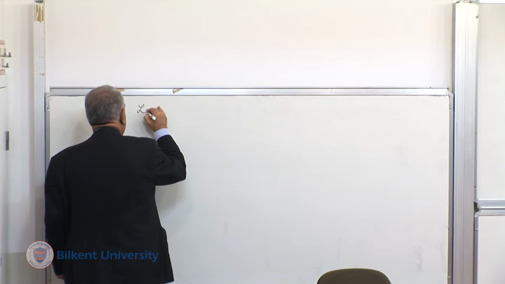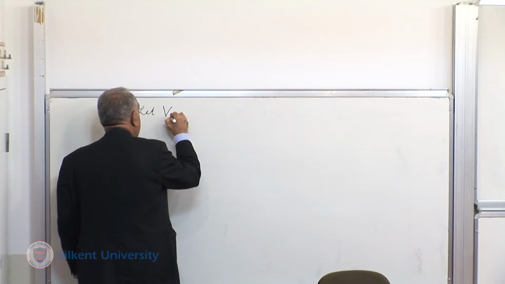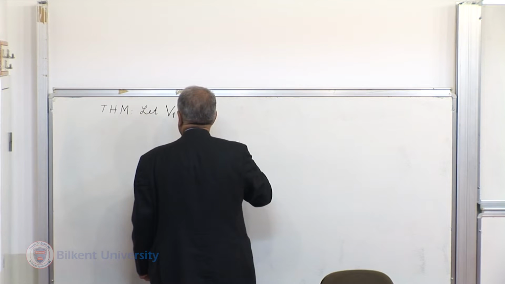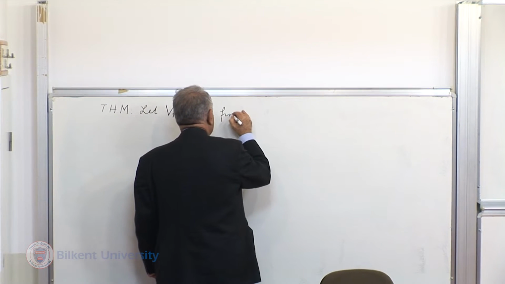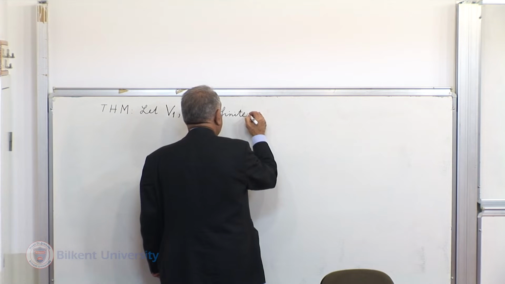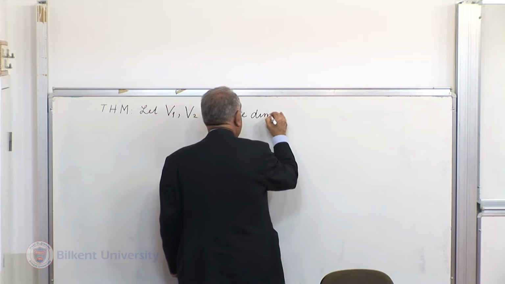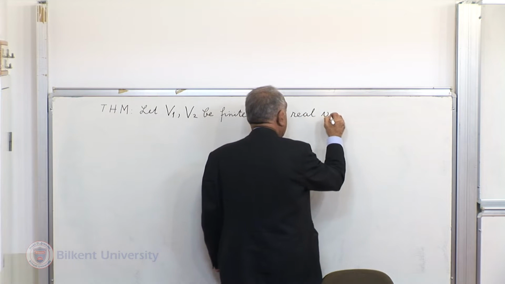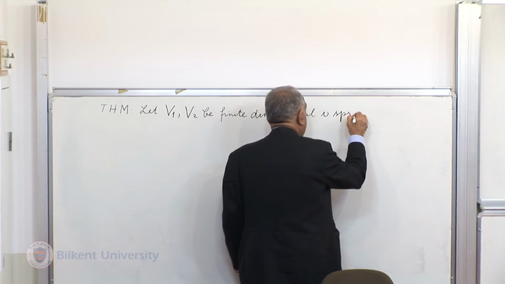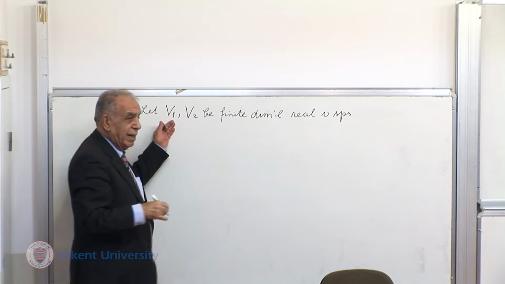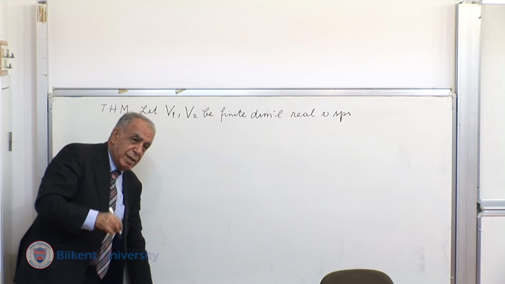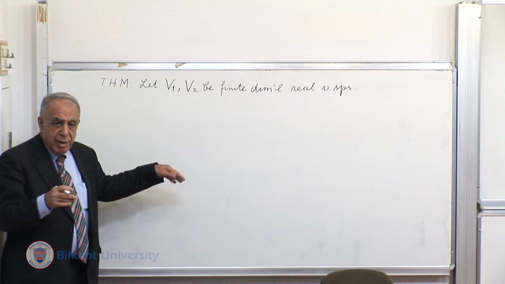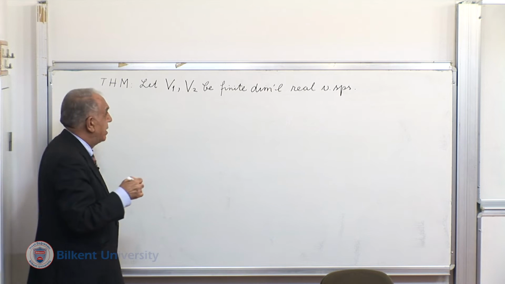Now let V1, V2 be finite dimensional real vector spaces. Well, in fact, we only need V1 to be finite dimensional, but never mind. Since we will be dealing with Rn and its subspaces, everything is finite dimensional.